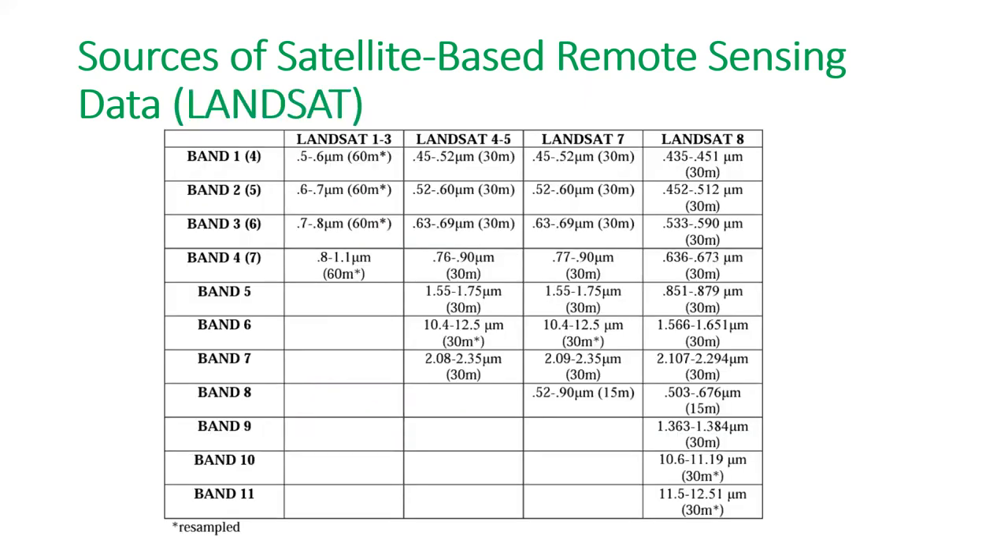And these are the kind of data that are provided. You can see Landsat 1 to 3 had very few bands, and Landsat 4 and 5 increased them, and now we have up to band 11. You can also see the wavelength, and we use this wavelength to differentiate which one is red, which one is green. It depends on the wavelength.